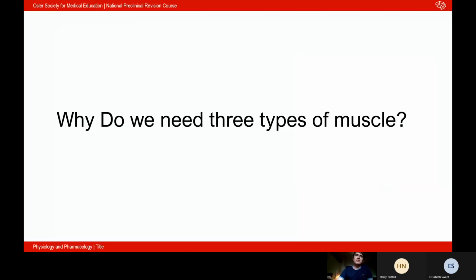And there's a key question I want you to bear in mind about these things, and an important question to address if you're considering writing an essay on this topic. Why do we need three types of muscle? What are the key functional differences that mean we need structural differences in the muscle? Why don't we just have one type of muscle that performs all three roles? Because ultimately they all contract.